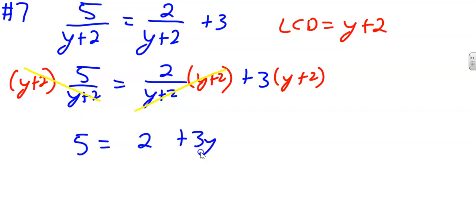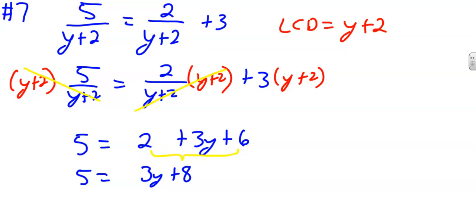3 times y is 3y. And then 3 times 2 is 6. All fractions are gone. Now it's just a nice, easy little problem. Get the y's on one side, numbers on the other. One thing you can do, because you've already got the 2 plus 6 on the same side, go ahead and make that 8. So really it's 3y plus 8. So go ahead and do 2 plus 6 and make that 8.